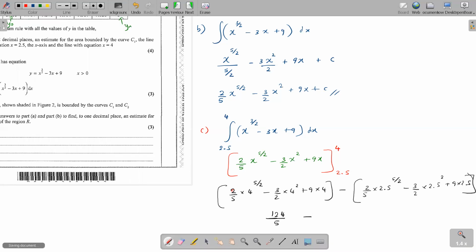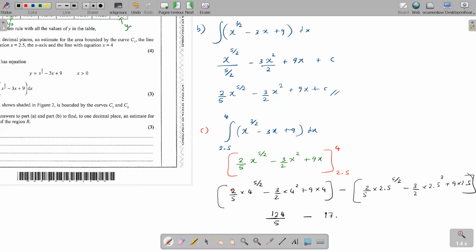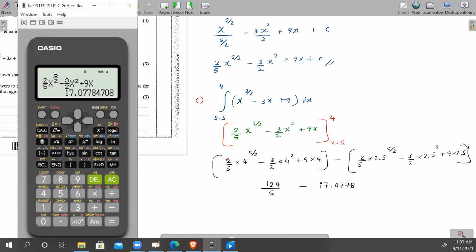Subtracting with the next part. So the next part, calculate x is 2.5. So replace x with 2.5 and I get the decimal figure 17.0778. Take a few extra decimals. So now let's subtract the two values. 124 over 5 minus 17.0778 and we get 7.722.